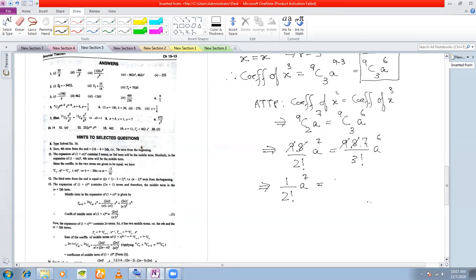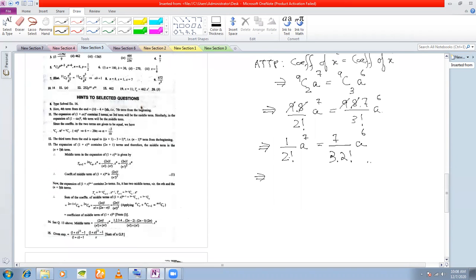is equal to 7 by, now factorial 3 can be written as 3 into factorial 2, a to the power of 6. That means factorial 2 will cancel. So what are we getting here? a to the power of 7 is equal to 7 by 3 a to the power of 6. That means a to the power of 7 minus 7 by 3 a to the power of 6 is equal to 0. Now you can take a to the power of 6 common. a to the power of 6 into (a minus 7 by 3) equal to 0.